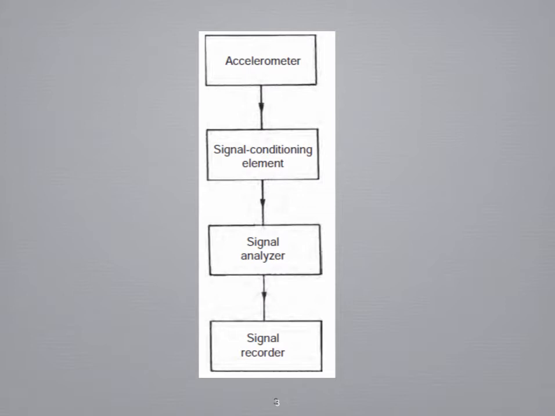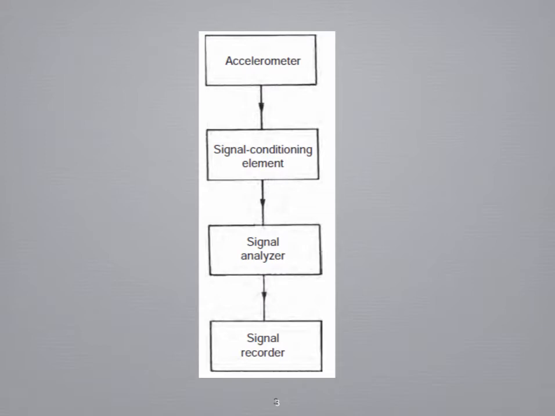The output parameter may either be displacement, velocity, or acceleration. And you get this by integrating the acceleration measurement as appropriate. And this may be expressed as either the peak value, RMS value, or average absolute value. The final element of the measurement system is the signal recorder.